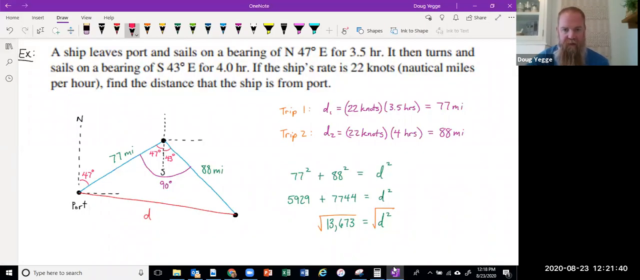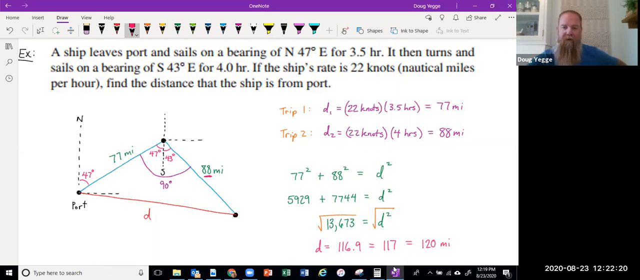116.9. Now notice these are only two significant digits. So although we get an answer of D equals 116.9, that's four significant digits. So that's too accurate. So we need to maybe round it to 117. But notice that that's also too accurate, okay? Which technically means that this answer should be rounded to the second digit, which would mean that we would say approximately 120 miles.